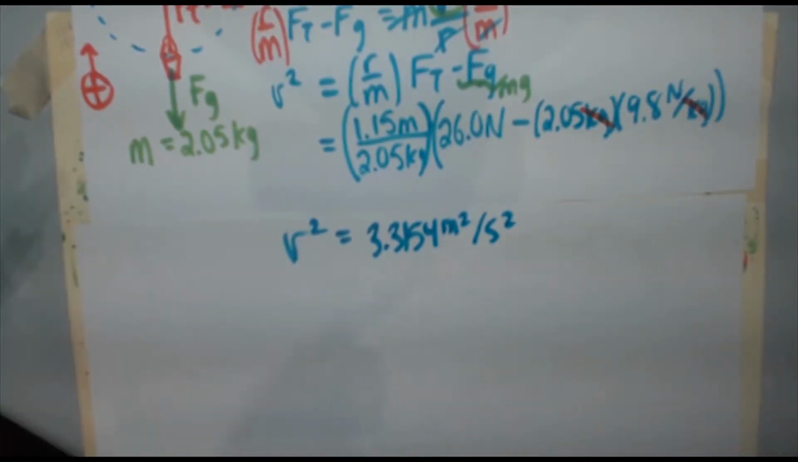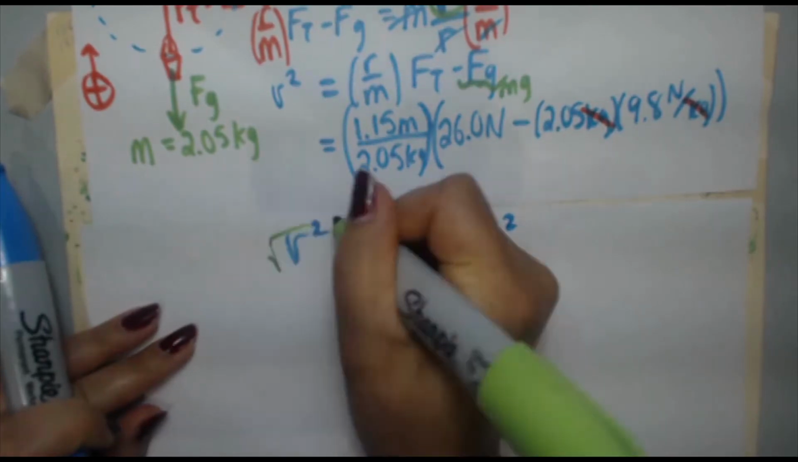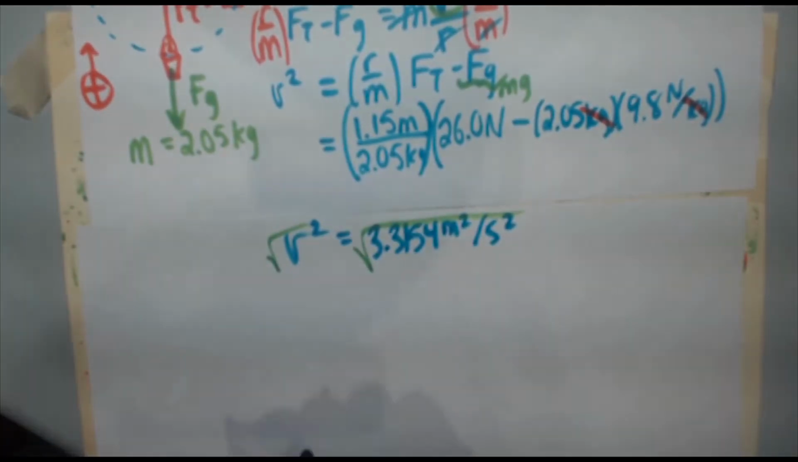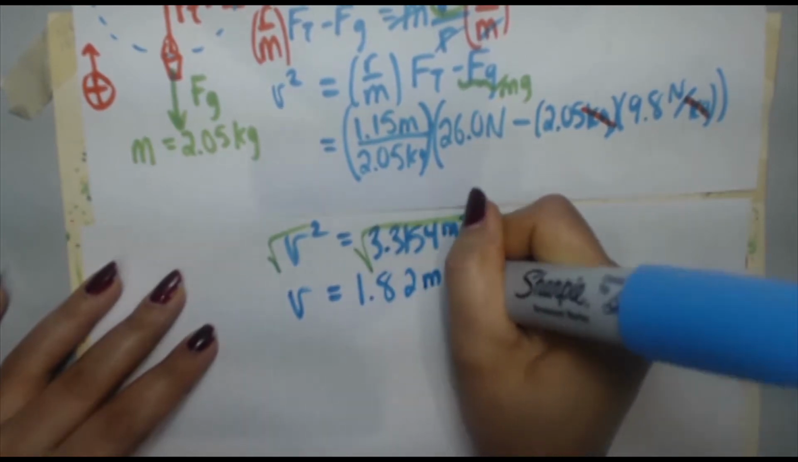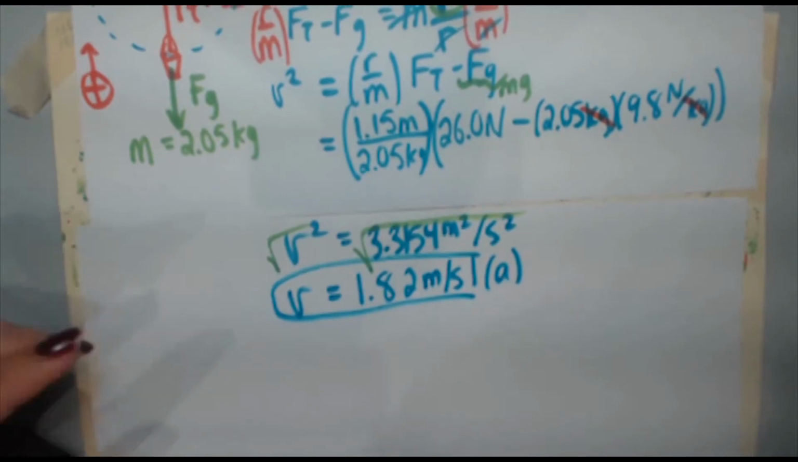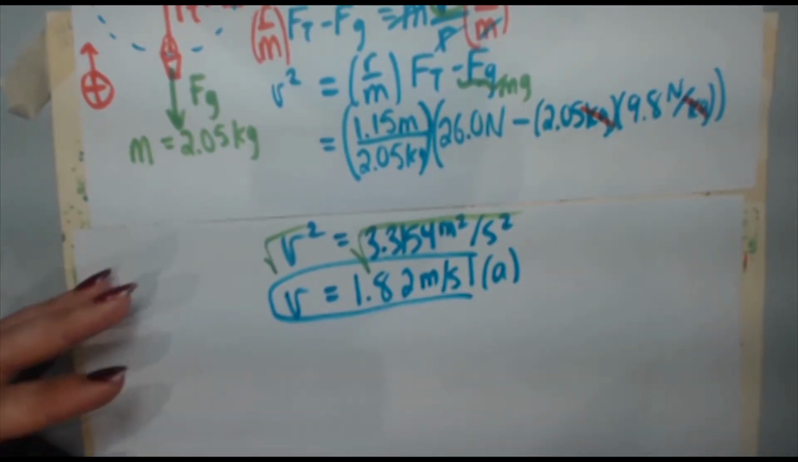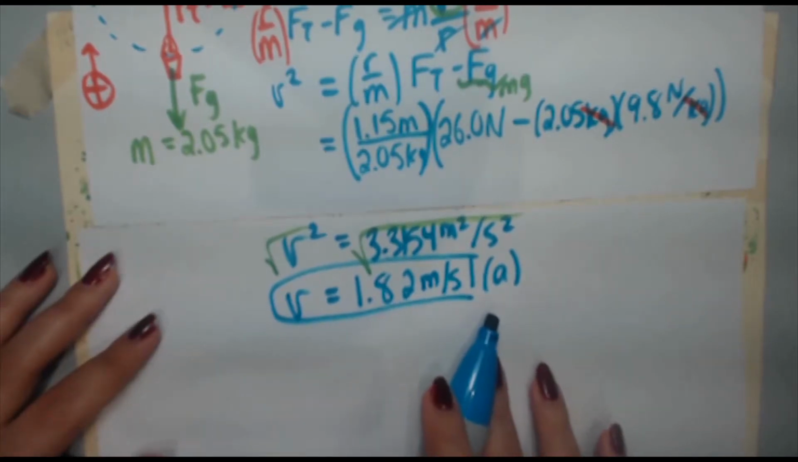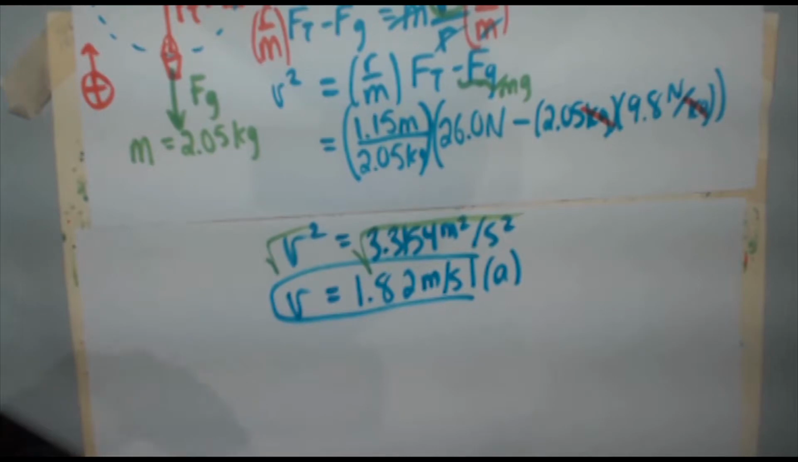So in order to get v by itself, you have to take the square root of both sides. So square root both sides, and you end up getting v is equal to 1.82 meters per second. Okay, so there's your answer for part A. So at any point in the circular motion, you have this speed. And just as a check, we are correct to the right number of sig figs because we have 3 spots. Same with the question. The least certain value has 3 significant figures. So we're good in that respect.